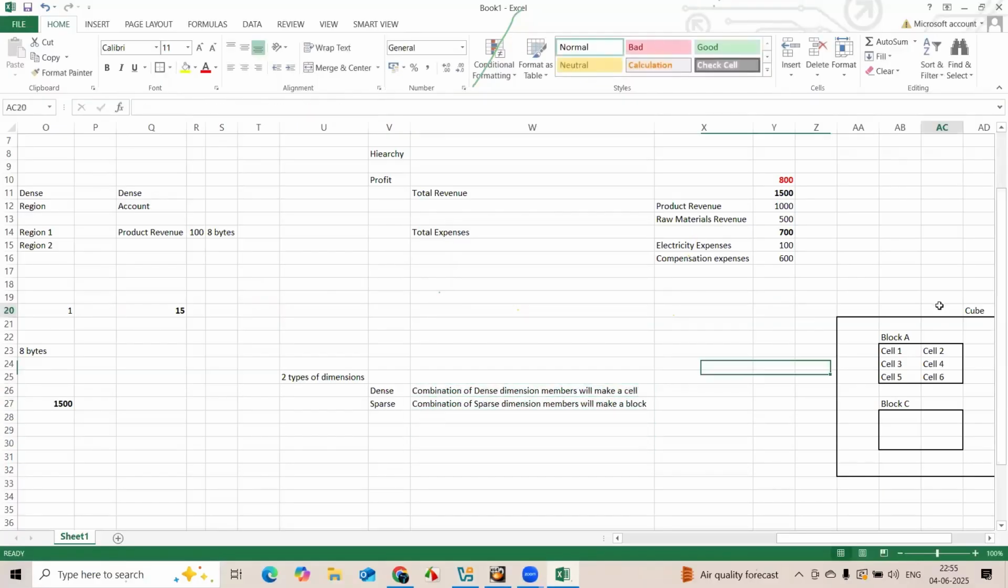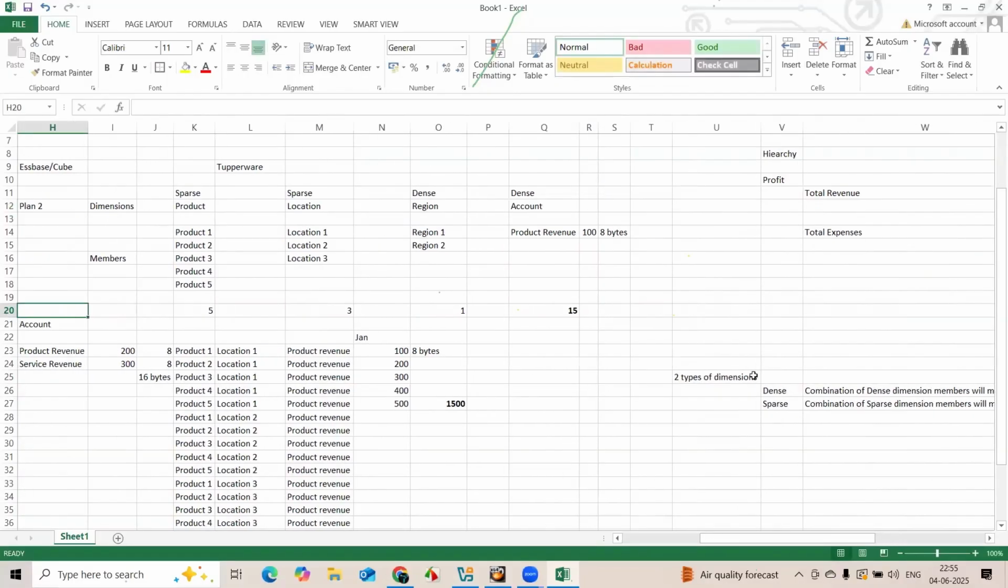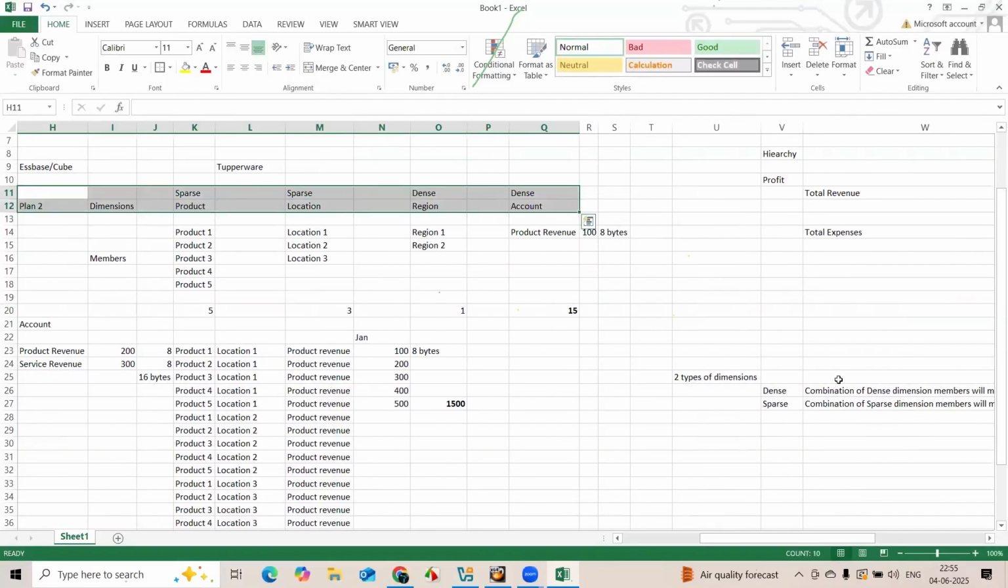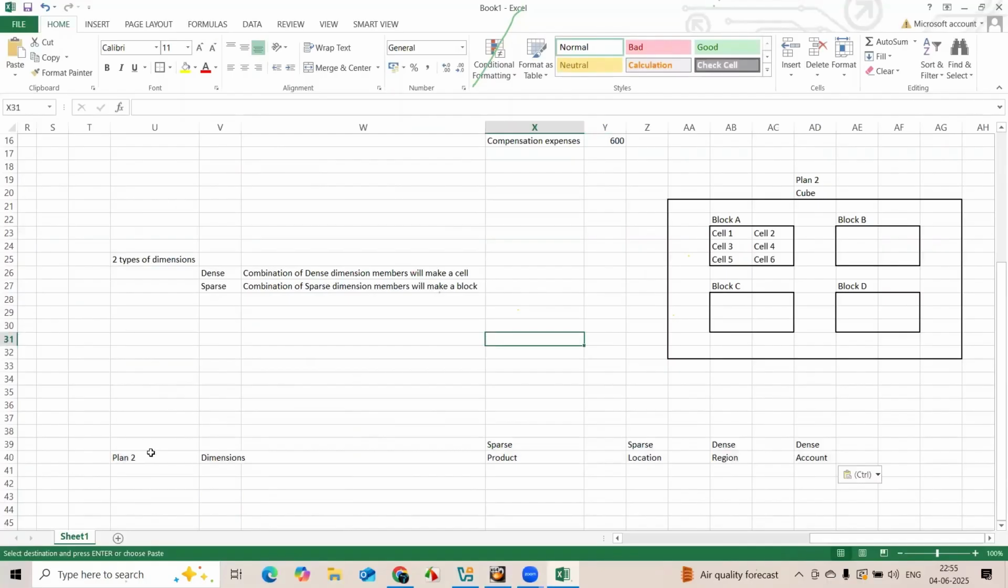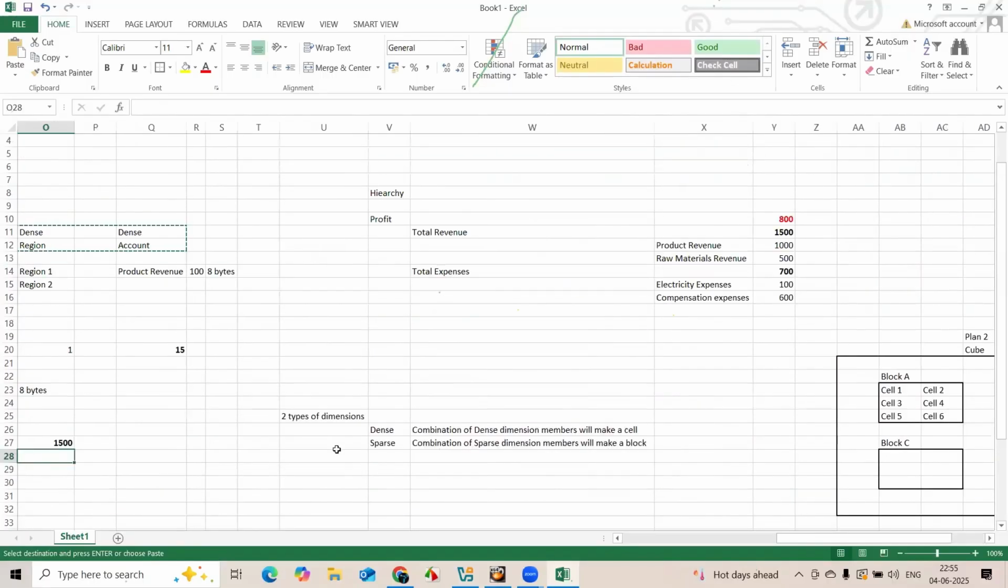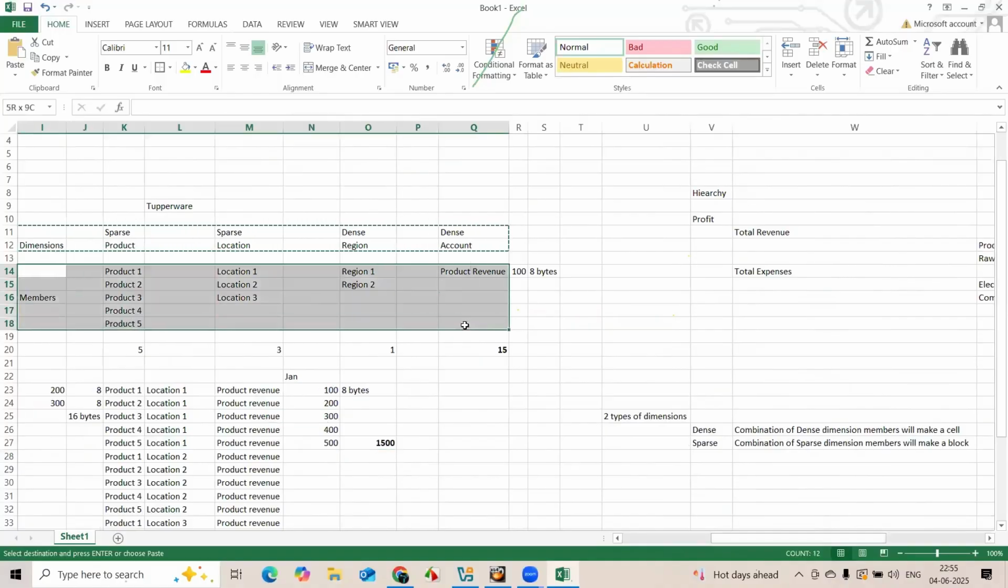There is a cube, a land area. That land area can be called Plan 2 now, since all these dimensions are in Plan 2. Let me copy paste it here so that we will understand better. Let us have this scenario. This Plan 2 has these dimensions, and the cube name is Plan 2. This is done. So block A: what makes a block? What I said: a combination of sparse dimension members. So let me also paste these same members here. Okay, so I have these members.